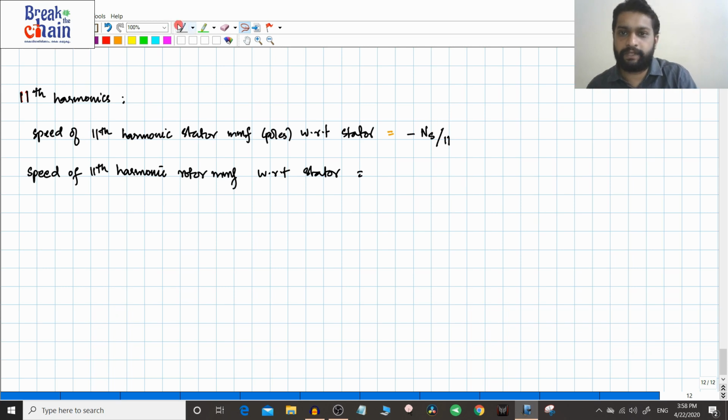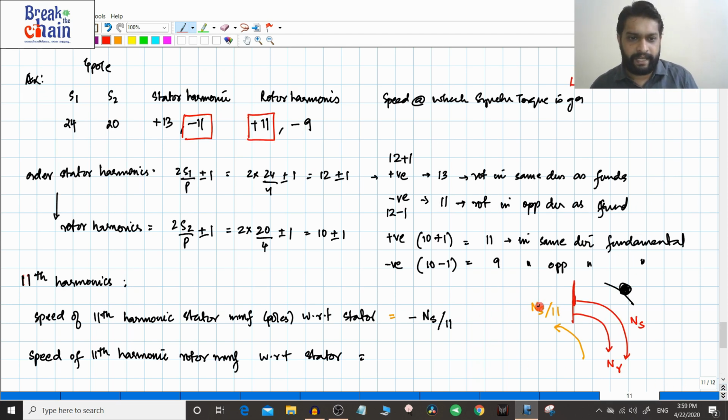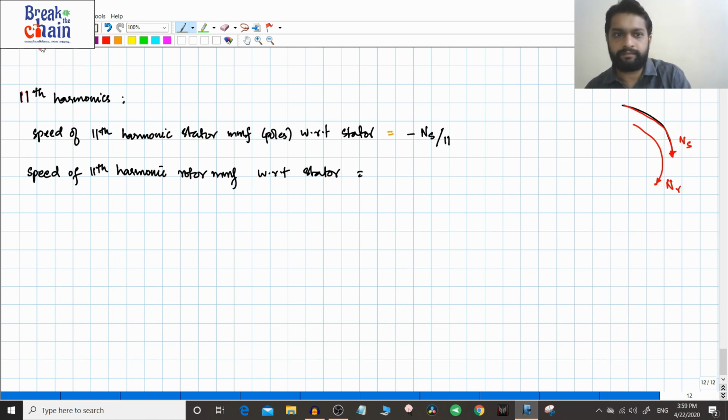So we will start by drawing the fundamental. Let us first draw the fundamental. I will draw it in red color. This is the fundamental MMF, which is ns, rotating in the clockwise direction. This is our positive direction, clockwise direction is the positive direction, and because of this there will be a rotor speed NR, which is also in the same direction, induction motor working. Now for the time being, let us not draw the 11th harmonic stator MMF, because that concept is over. Now we are bothered about the rotor.